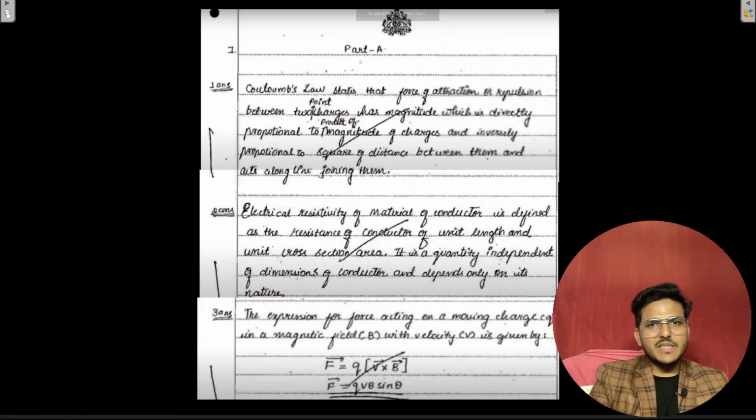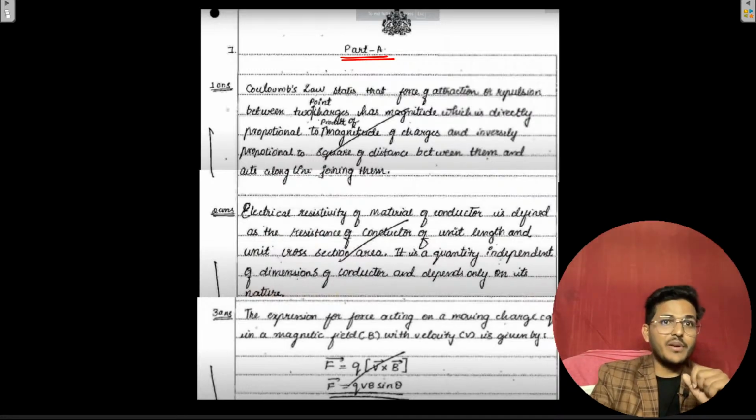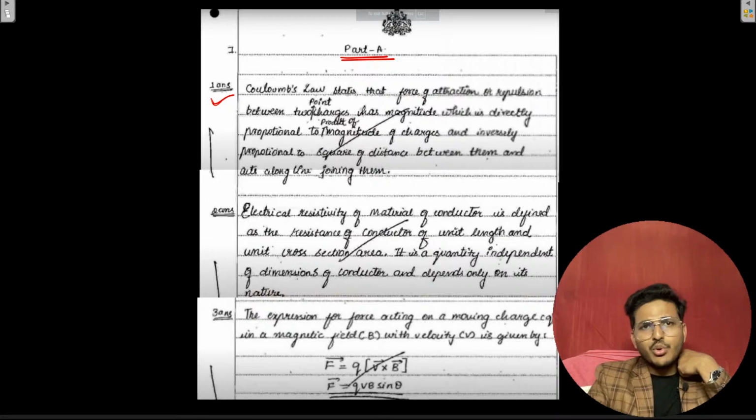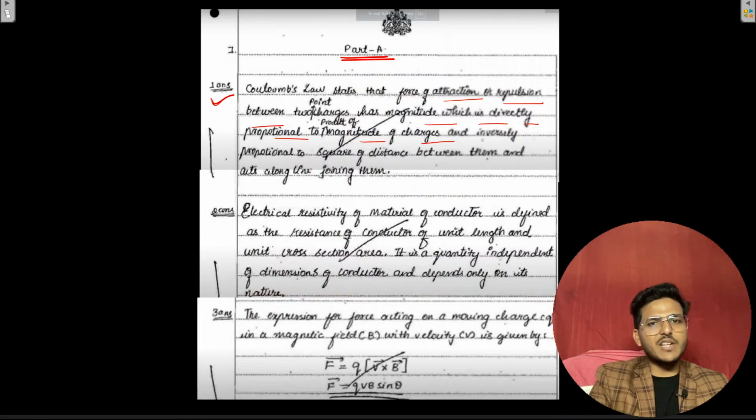See, this is basically Part A, marked at the central top. This is question number one, the answer is Coulomb's law. Coulomb's law states that the force of attraction or repulsion between two point charges has a magnitude which is directly proportional to the product of the magnitudes of charges and inversely proportional to the square of the distance between them. All right, F is equal to K Q1 Q2 upon R square.